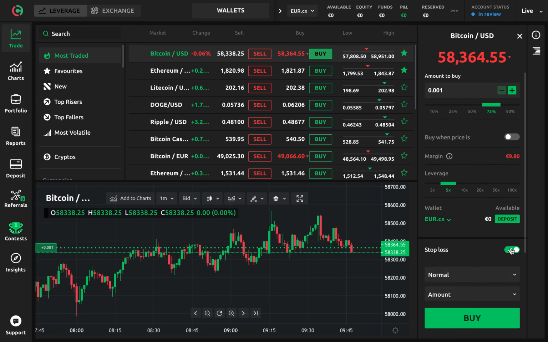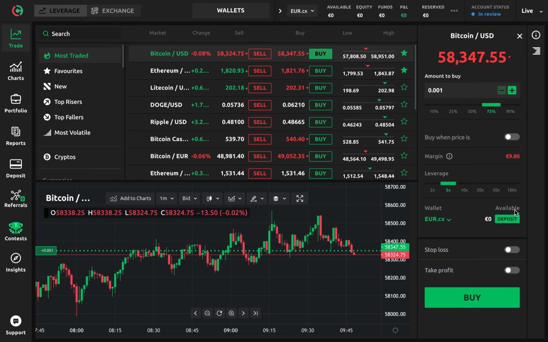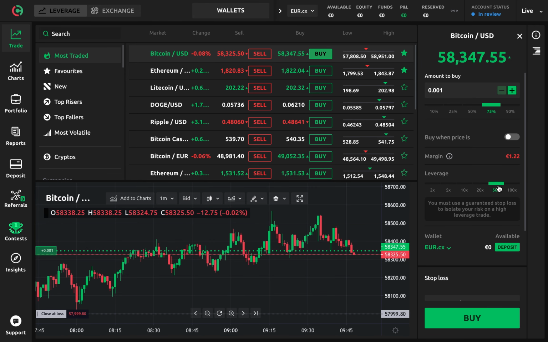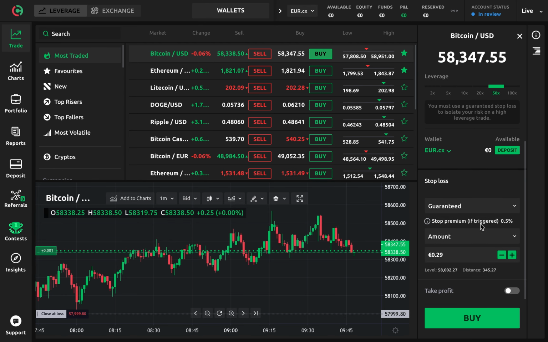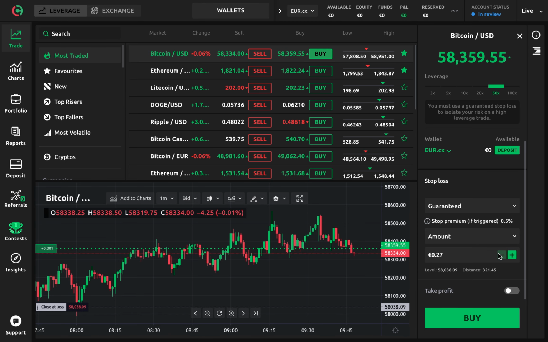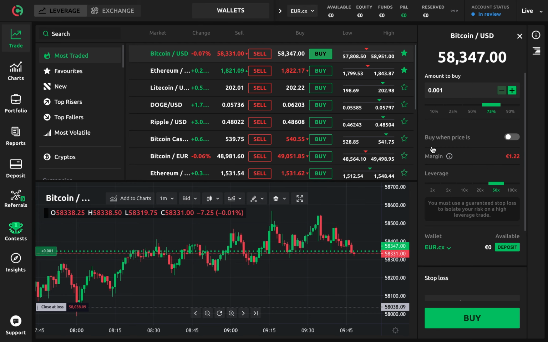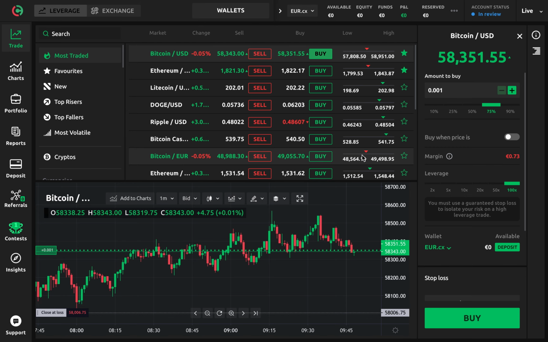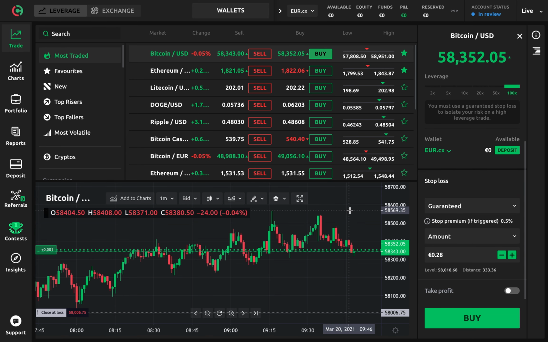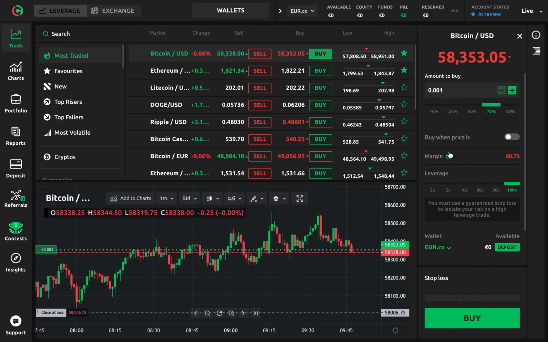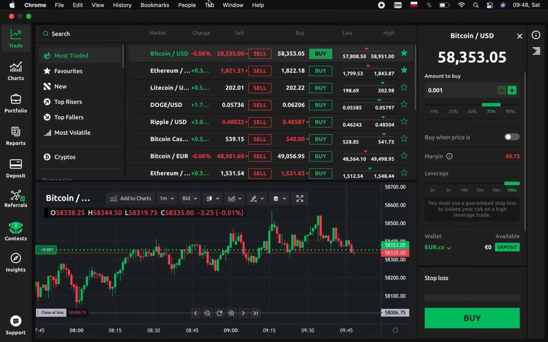Here is just a simple stop loss. But when you choose higher leverage, it's immediately a guaranteed stop loss, and it will enter immediately. That's a great feature, and I think you should use that. You always have to use a stop loss because it's very risky, and you have to be prepared for any loss.